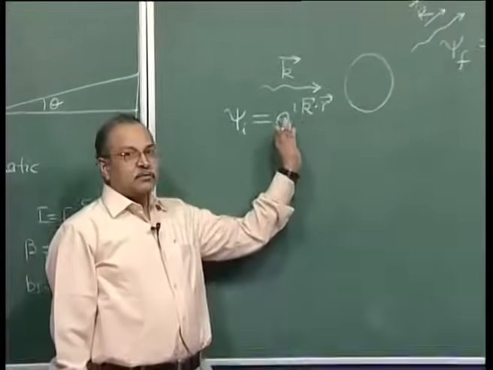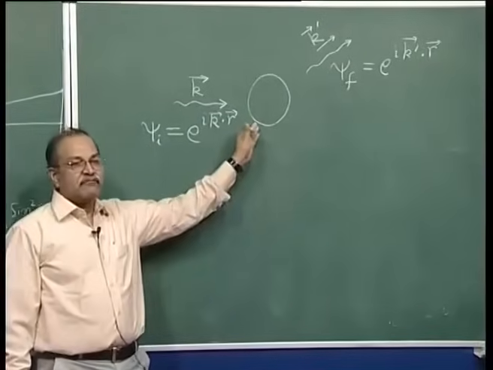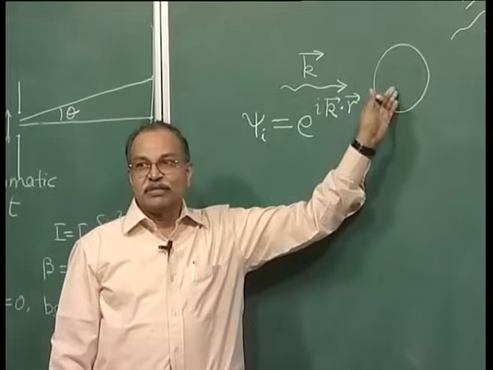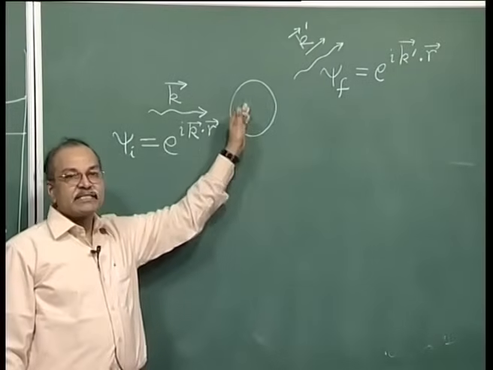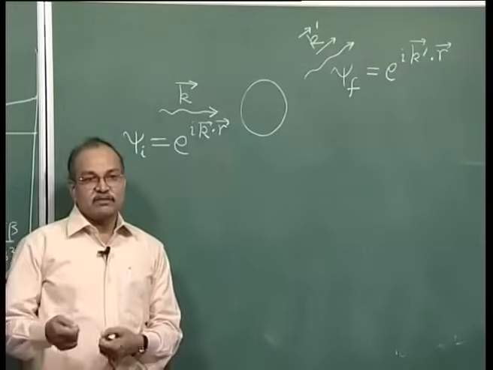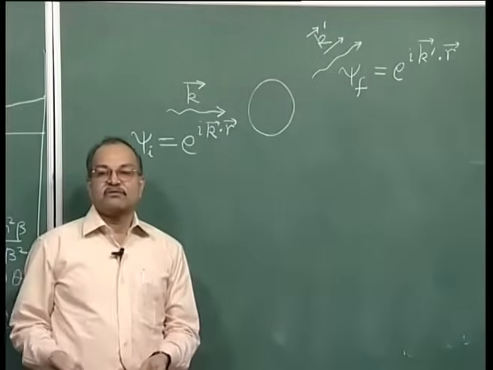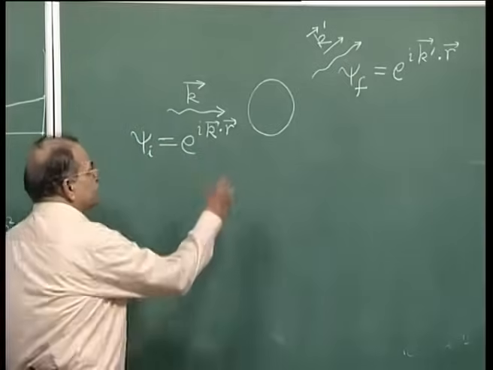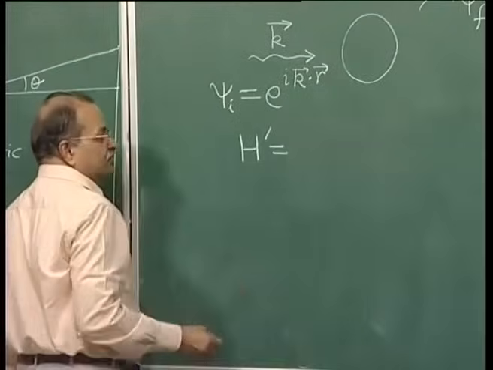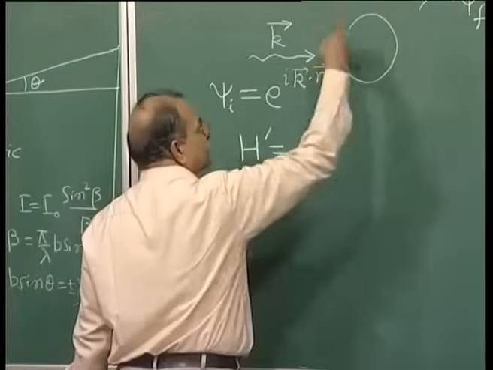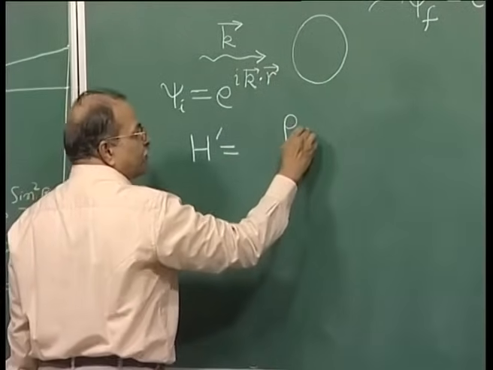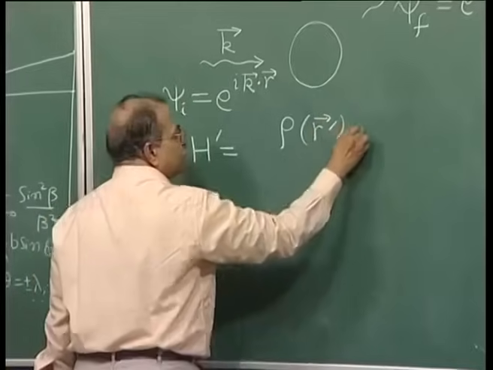Okay. And what made this change? Electron wave function going from psi i to psi f, what is that interaction? So, that interaction is here between the charges of the nucleus and this electron, and this interaction is just a Coulomb interaction. Electron does not exert any nuclear force or strong force or things like that, and this interaction energy, let me write it h prime.